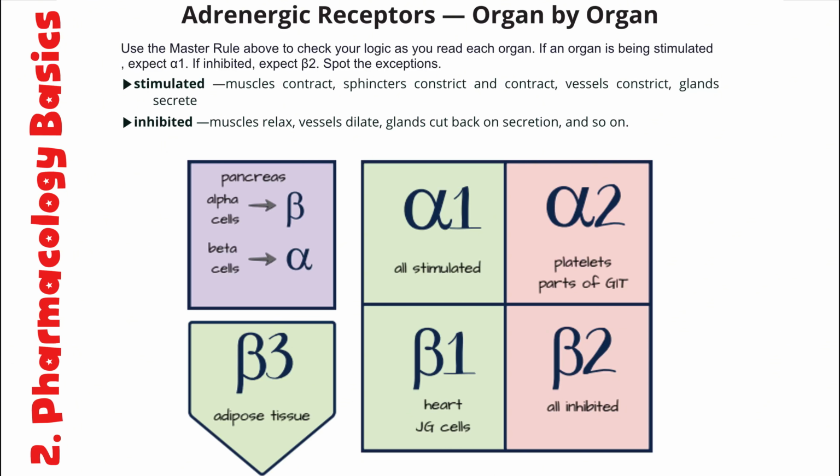3 genuine exceptions: the heart, the kidney's juxtaglomerular cells, and the pineal gland are all stimulated in a crisis, but through beta-1, not alpha-1. That kidney exception matters more than it looks.